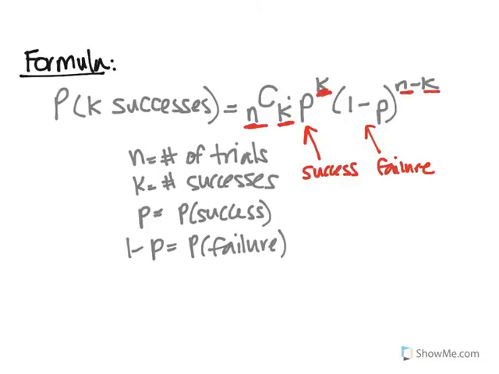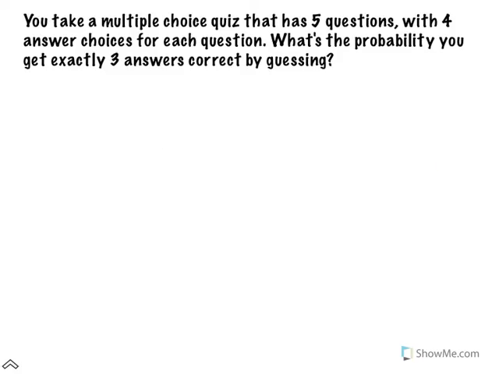So let's go ahead and do an example. This would be an example of a binomial probability because you're taking a multiple choice quiz that has 5 questions and you have 4 answer choices for each question. It says, what's the probability you'll get exactly 3 answers correct by guessing? The reason it's considered binomial is either you're going to get it correct or you're going to get it wrong. So there's only 2 outcomes that you can have.